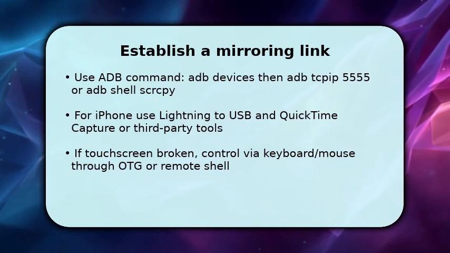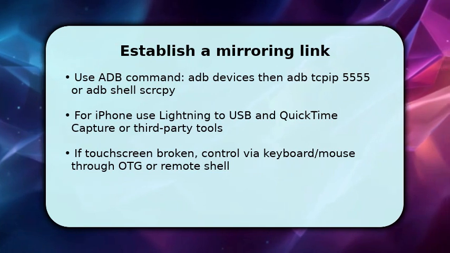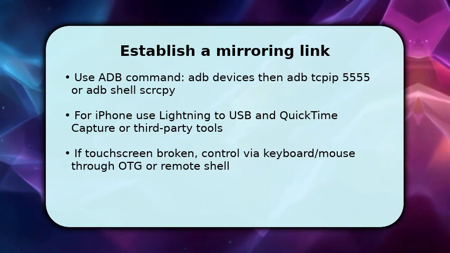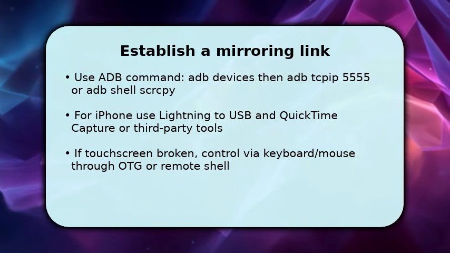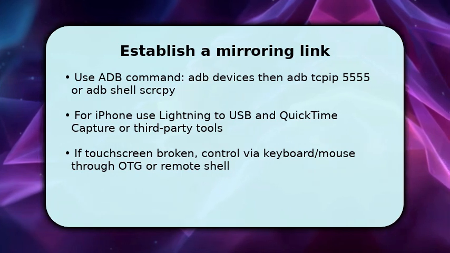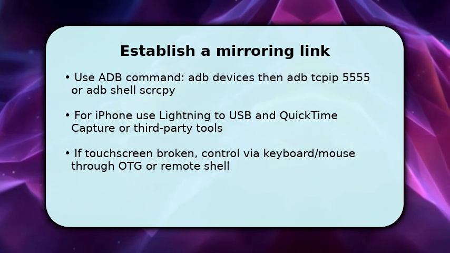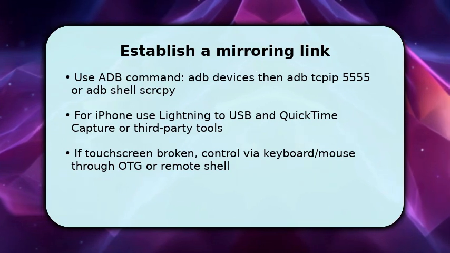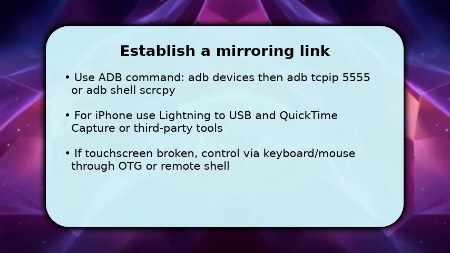Next, establish the actual mirroring link so you can see and control the phone. If Android, run adb devices to confirm, then use scrcpy, or adb tcpip 5555 and scrcpy --tcpip=IP to mirror over the network. scrcpy gives low latency control. For iPhone, connect via Lightning and open QuickTime New Movie Recording. Select the device as source. When the touchscreen is unusable, leverage OTG mouse control or issue ADB shell input commands. These let you operate the device remotely.